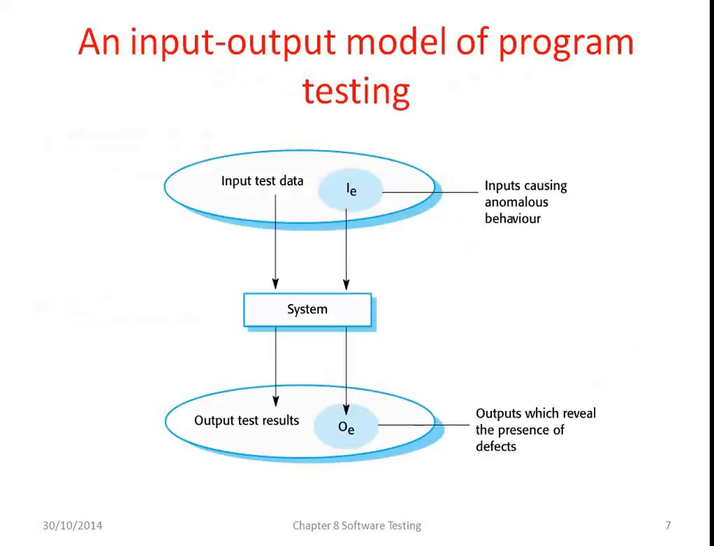In the given diagram, the input-output model of program testing, suppose you give a wrong input; the output can also be wrong. The input is the test case data, this is the software system, and the output is the test result. Input causing anomalous behavior produces output which reveals the presence of defects, that is, errors.